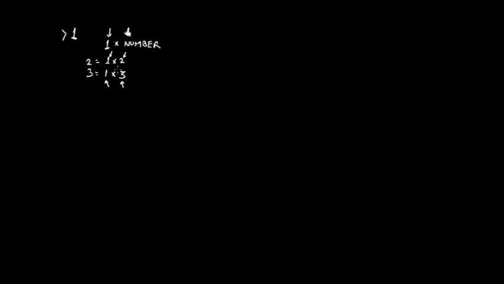Now apart from 1 and prime numbers, whatever number comes to your mind, all are composite numbers. They all are composite numbers except one.